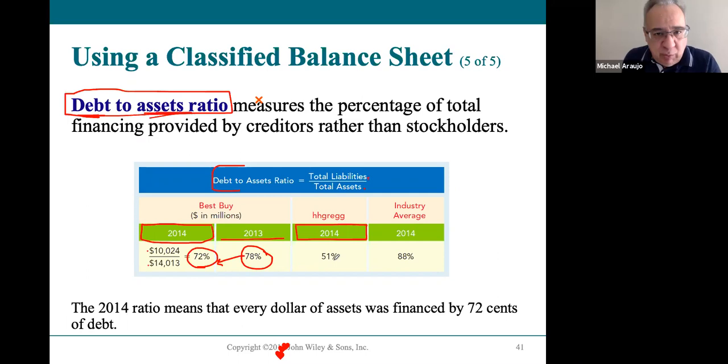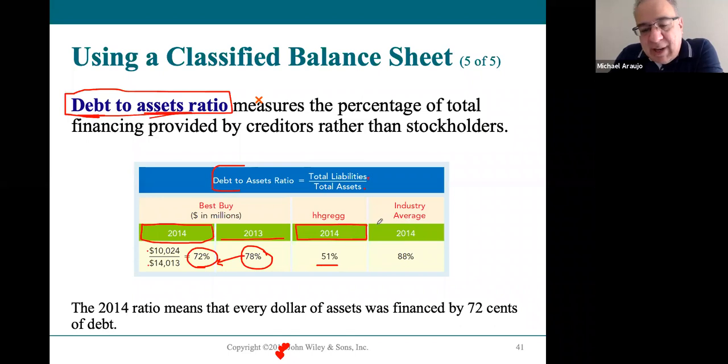Of course, you can do both, which is very common. In this case, H.H. Gregg does not rely very heavily on debt. For every dollar of assets they own, they only needed to borrow 51% of that dollar to buy it. Okay, so they are very well positioned here.